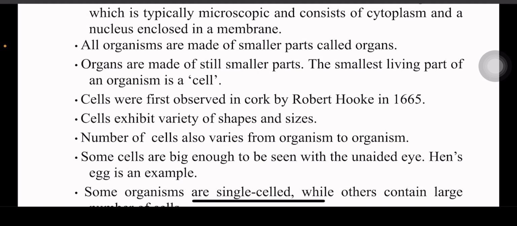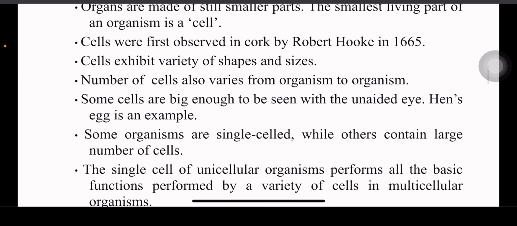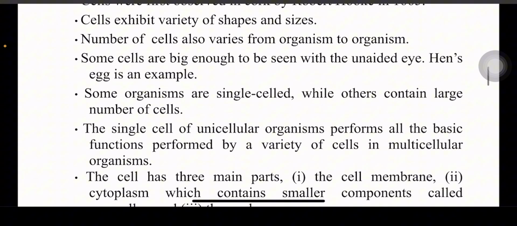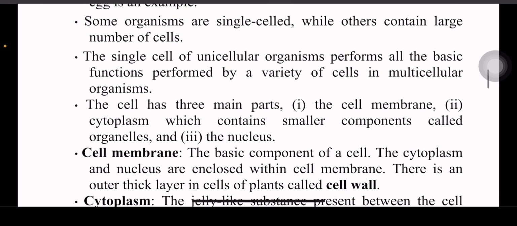Cells exhibit variety of shapes and sizes. Number of cells also varies from organism to organism. Some cells are big enough to be seen with unaided eye. Egg is an example. Some organisms are single-celled, while others contain large number of cells. The single cell of unicellular organisms performs all the basic functions performed by a variety of cells in a multicellular organism. The cell has three main parts.